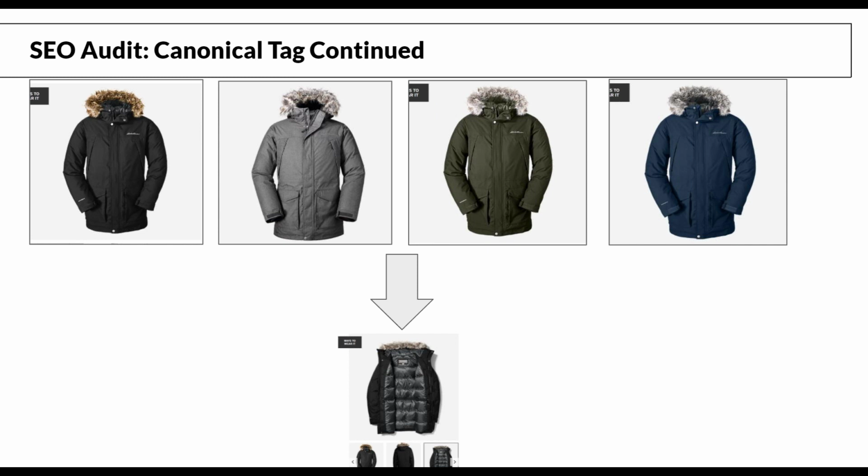And just a little quick picture diagram, if we have 4 different coats that are the exact same, but in just different color schemes, we don't want 4 versions of the same page indexed. We just want to be choosing one page here.